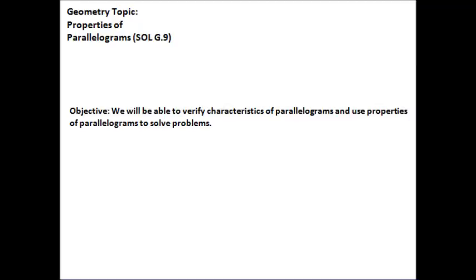Today our objective is we will be able to verify characteristics of parallelograms and we will use properties of parallelograms to solve problems. So let's first talk about the definition of a parallelogram.